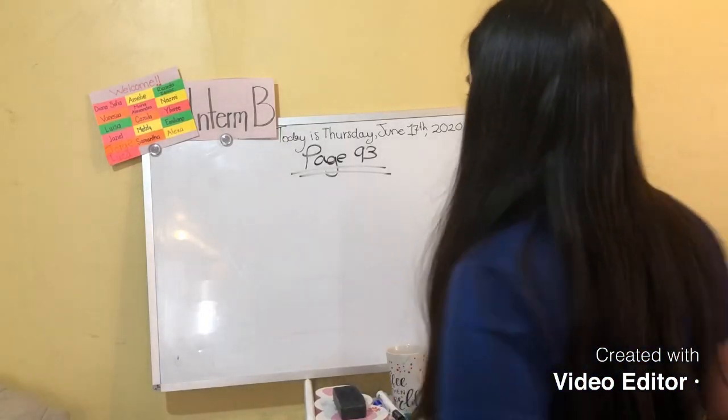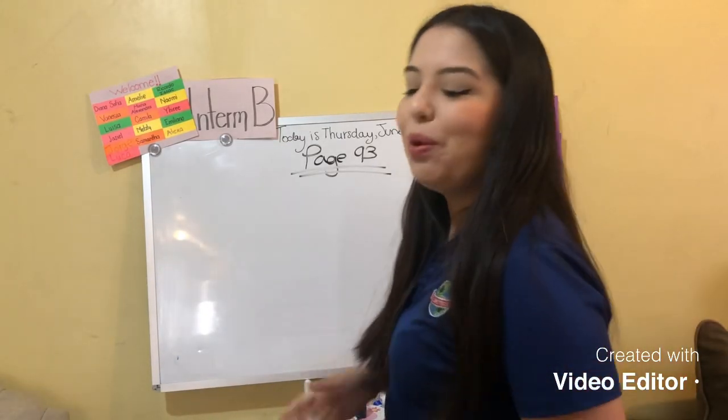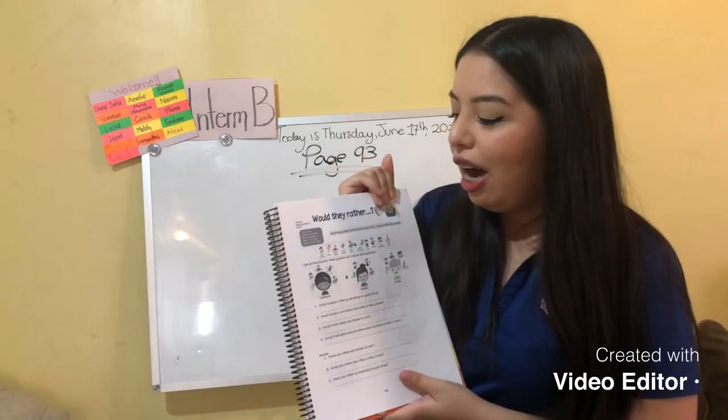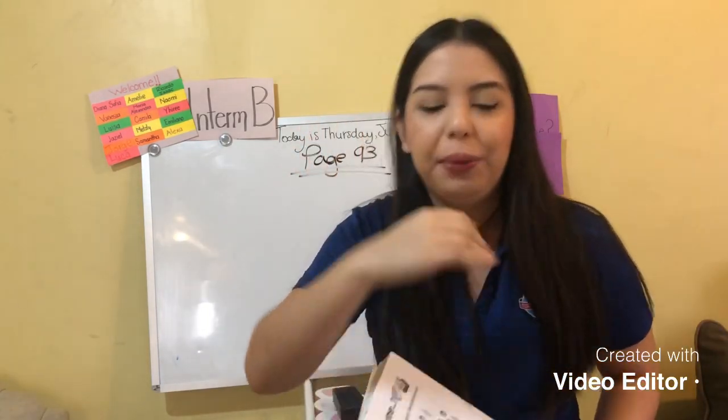Okay, so everybody is on page 93, right? Very good. In here, this is the page. The title is Would You Rather. Here we have the contractions, the ones that we just saw like 1 minute ago. So we are going to check and then you do it, okay?